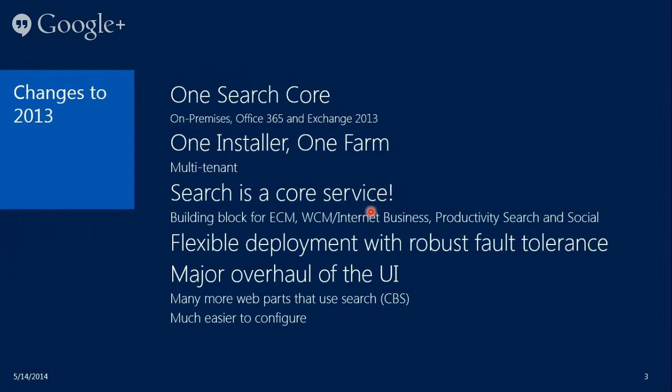Now, for this cross-site publishing, you will need to have search working, which means that it uses the search index to get cross-site publishing working. Cross-site publishing is a major feature pushing the WCM or web content management capabilities in 2013. So it depends on your search.